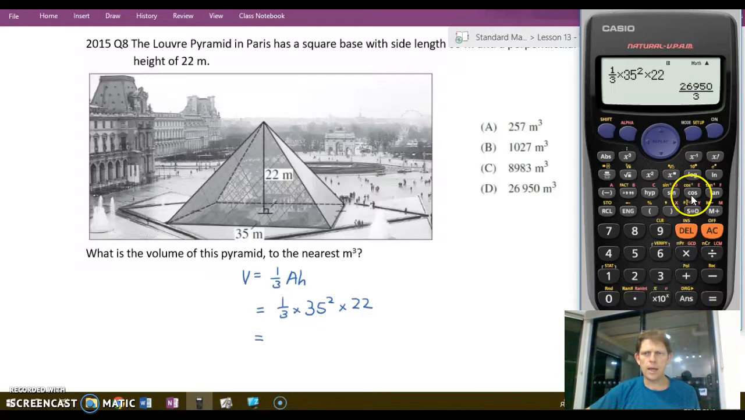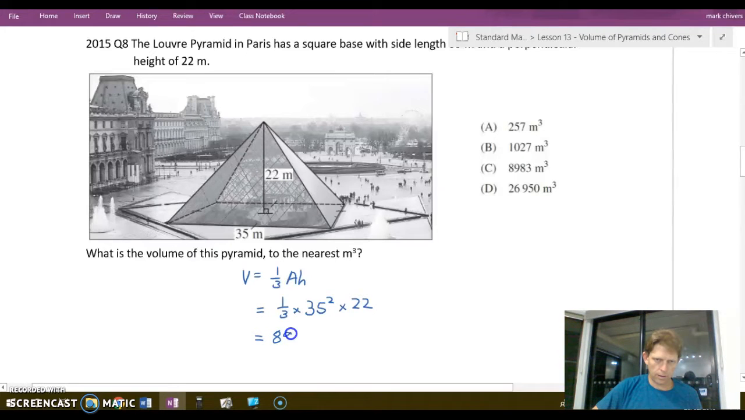Now it's given me an answer as a fraction. I don't really want it as a fraction. I'd rather get a decimal. So if I press the fraction to decimal button here, that'll give me my volume, which is 8983.3, and we're in meters cubed. And it asked to the nearest meter cubed, so looking at that, we're going to have to keep it the same when we round. So this guy here is clearly the correct answer.